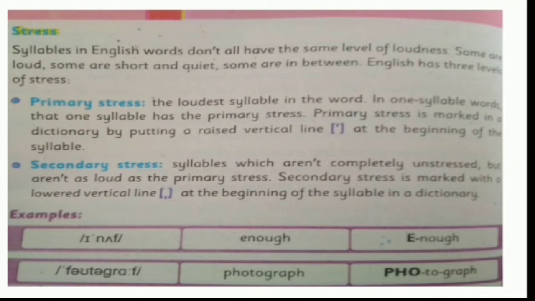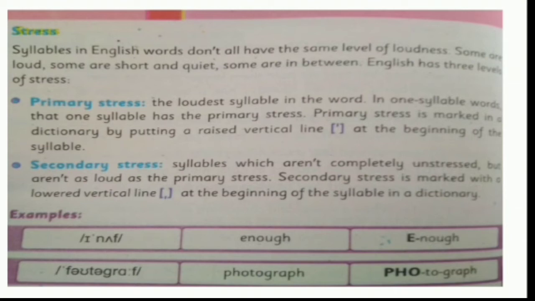Here we have examples. First is enough, and another one is photograph. We are putting stress on the first syllable. In both of these words, enough and photograph, we are putting primary stress. We have these 2 important points further.